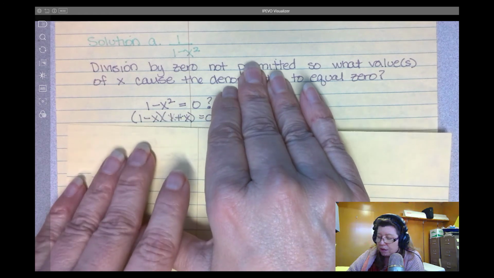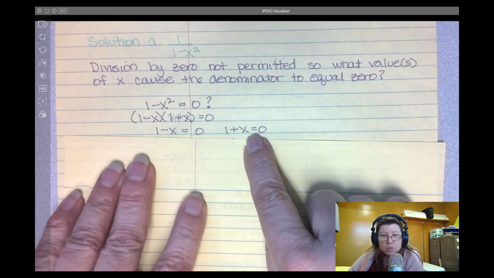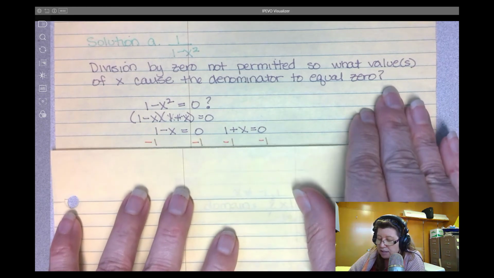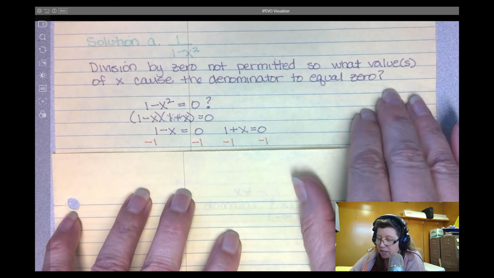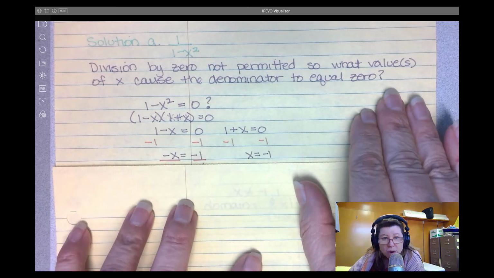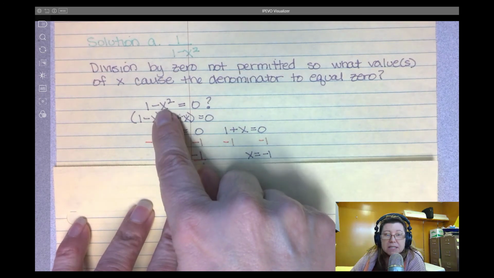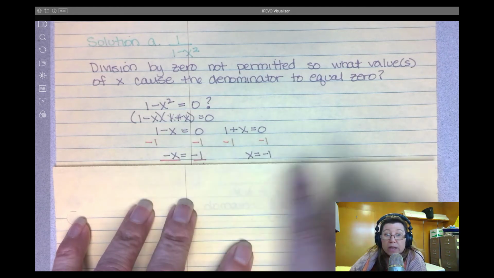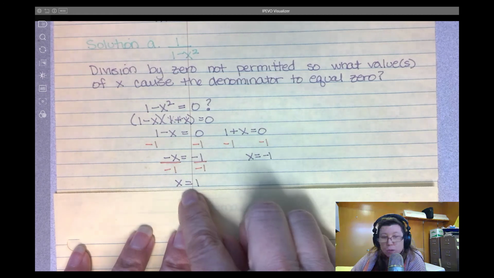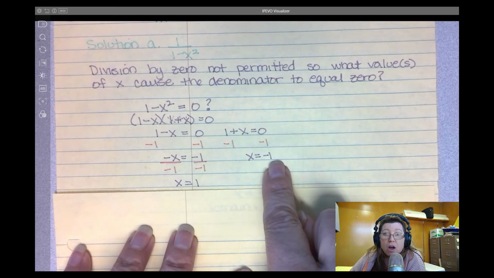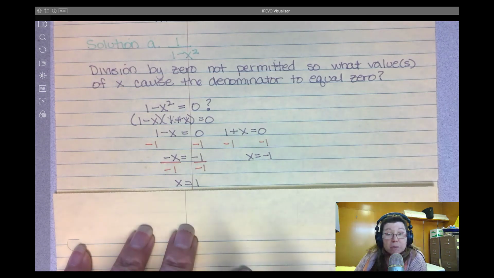We got to toss it out because it's, in essence, bad. Now, looking at the second factor, we have 1 plus x equals 0. I'm still going to subtract 1 from both sides of the equation, and I get x equals negative 1. Now let's test it. Let's put a negative 1 in here. Negative 1 times negative 1 is 1, and 1 minus 1 is indeed 0. So we have to toss out x equaling 1 and x equaling negative 1 because both of those cause the denominator to become 0. But we can use any other number besides those two.